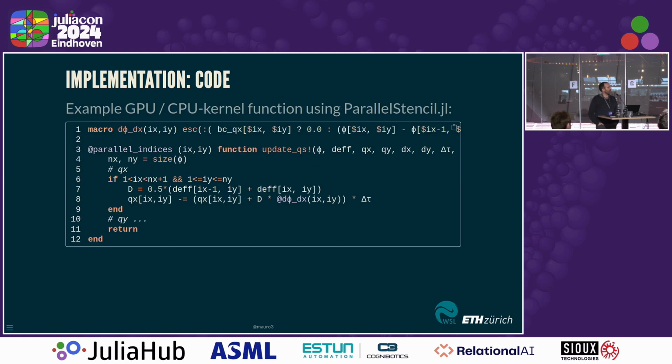This is a code snippet of how one of the compute kernels looks. That's the inner compute, which we compute at each grid cell, and which gets mapped either on the CPU to just a for loop, or on the GPU to whatever the CUDA machinery does. The macro at the top is the finite difference, which is sadly just off screen. It's just the difference of phi at one grid cell versus the other. And then the bulk of it starts with these parallel indices, which are macros from ParallelStencil that provide basically indexing functionality.